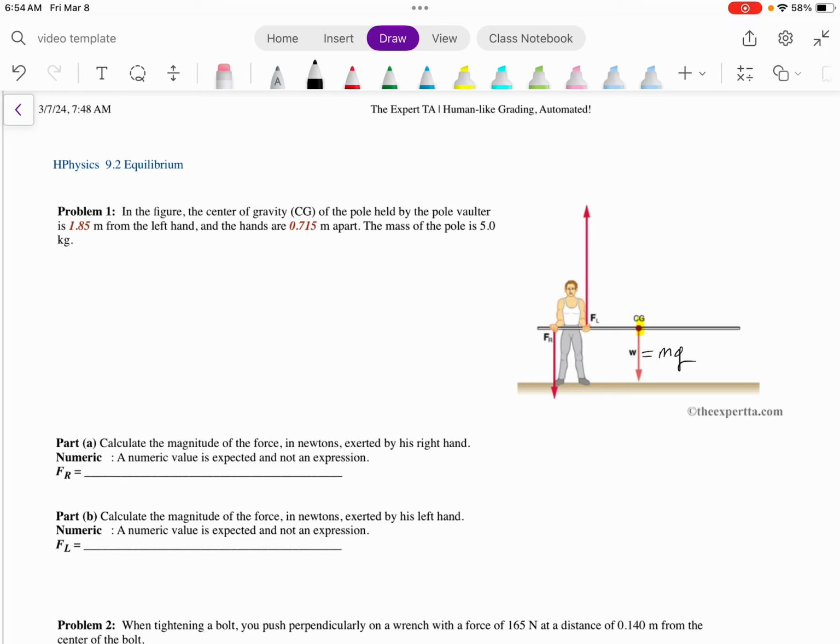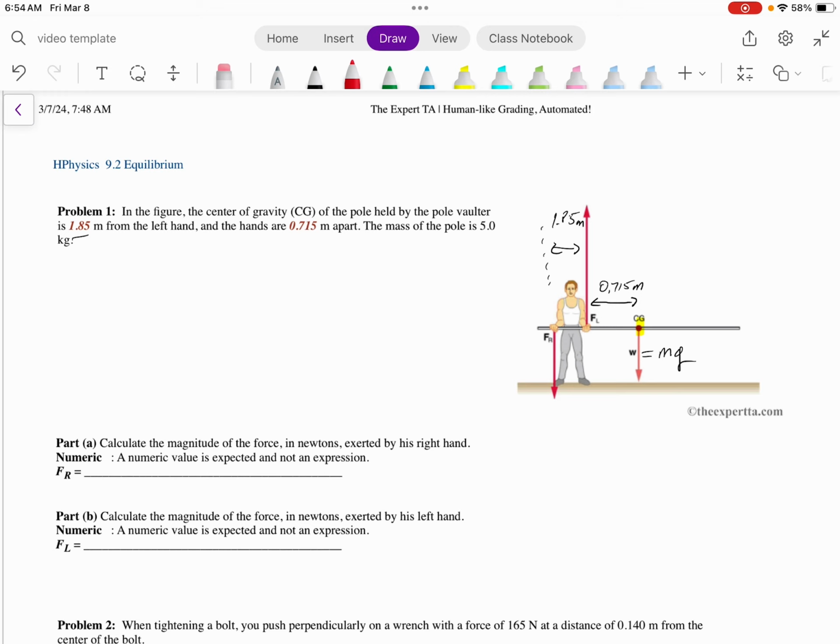We have the person's hands. One of them is pushing upwards, that's the left hand. They tell us this distance right here is 0.715 meters, and they also give me the distance between the two hands, which is 1.85 meters. The first thing they ask for is the magnitude of the force exerted by his right hand, so we're looking for the force pushing downward from his right hand.